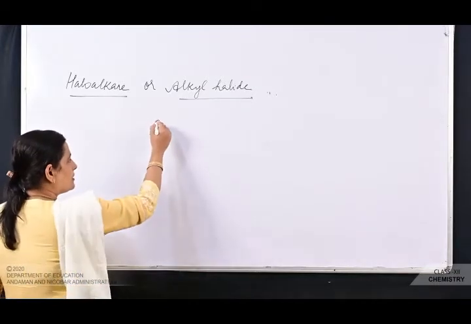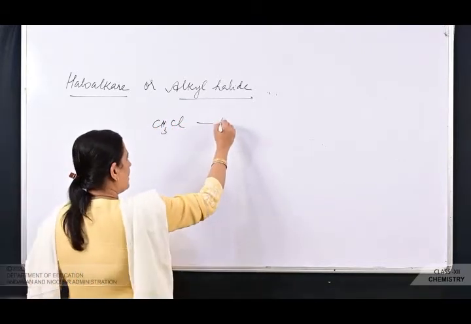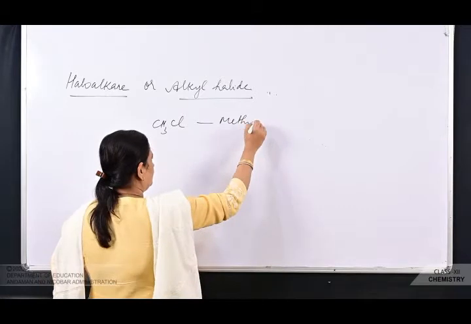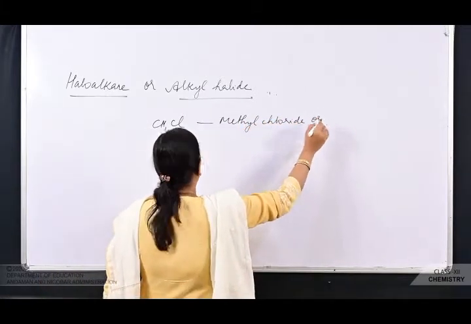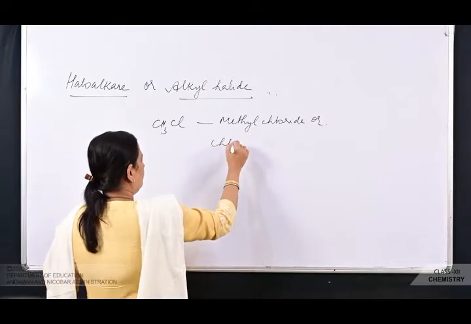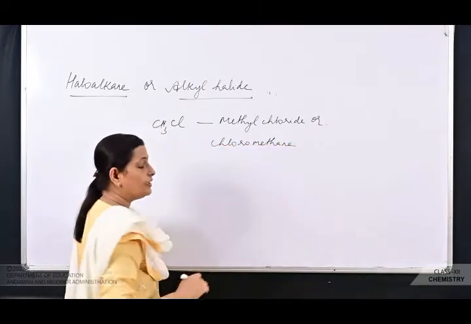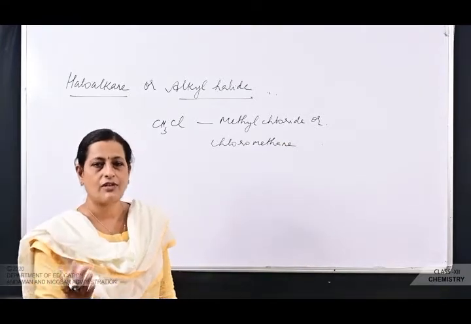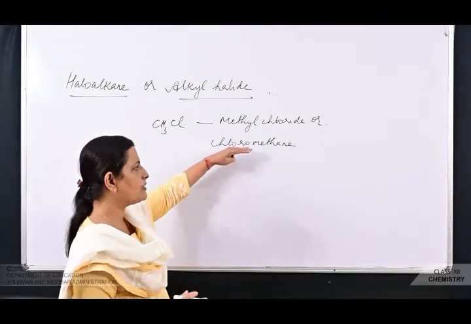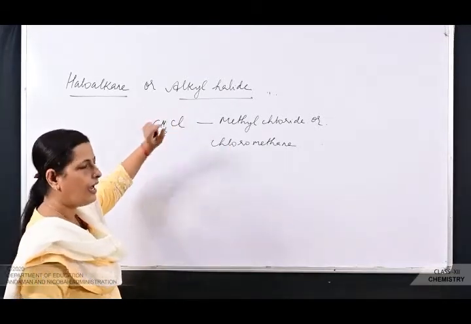I'm writing here CH3Cl. This is known as what? Methyl chloride. Or its IUPAC name is what? Chloromethane. That is, halogens are considered as a substituent. It's not considered as a functional group. So we are using what? Prefix. So its name is chloromethane. So this is the alkyl part and this is the halogen atom.